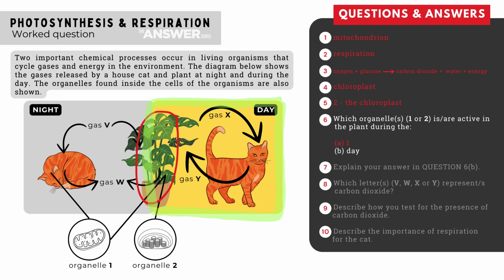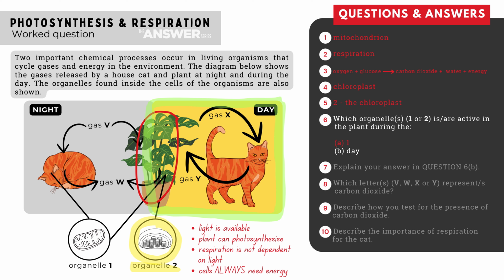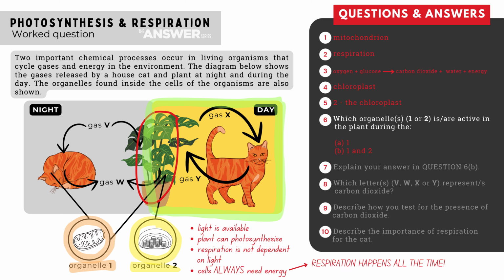During the day, the plant can photosynthesize because there is light available. So definitely organelle 2 will be active. But because respiration is not dependent on light and cells constantly need energy, it doesn't depend on whether it's day or night, whether the plant is in a restful state, whether the cat is sleeping. Respiration happens all the time. So both organelle 1 and 2 will be active in the plant during the day.